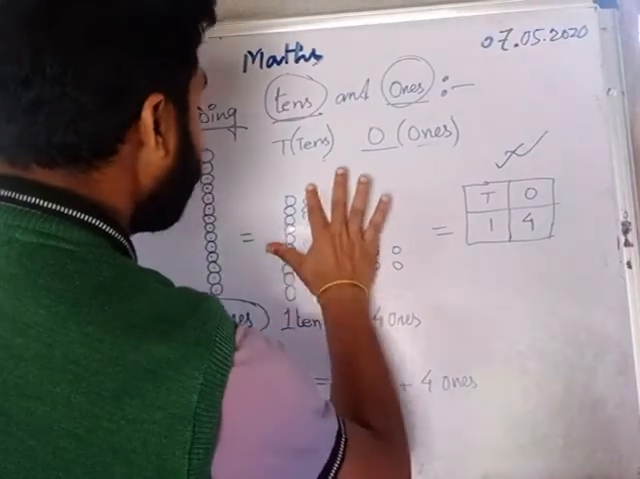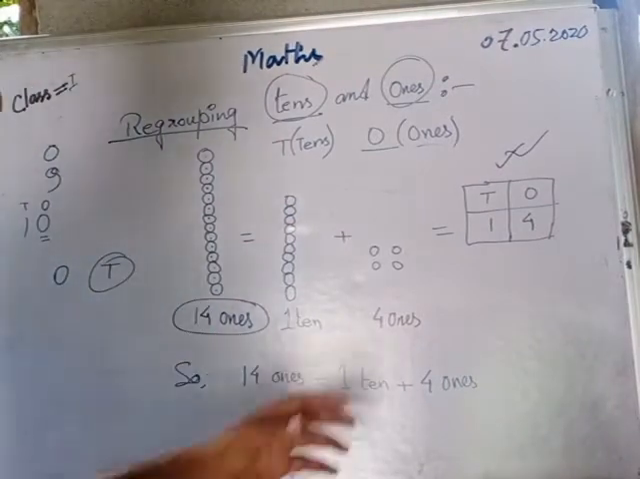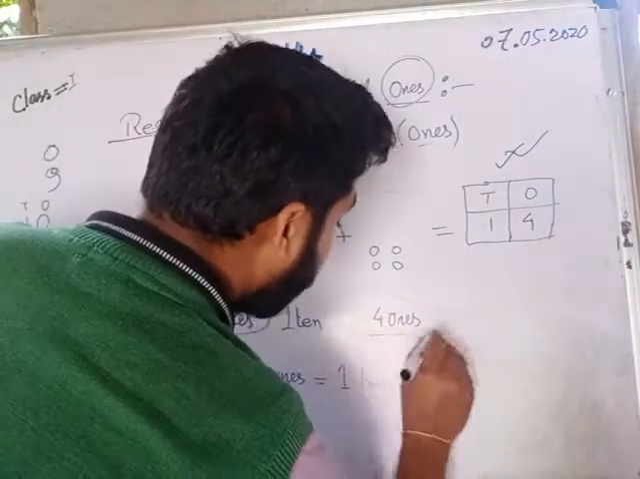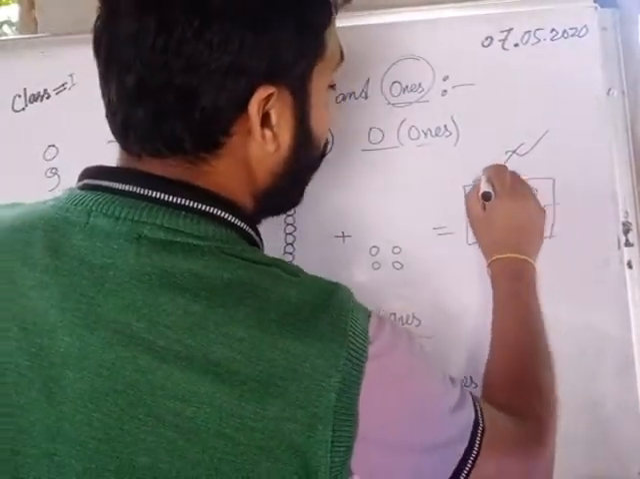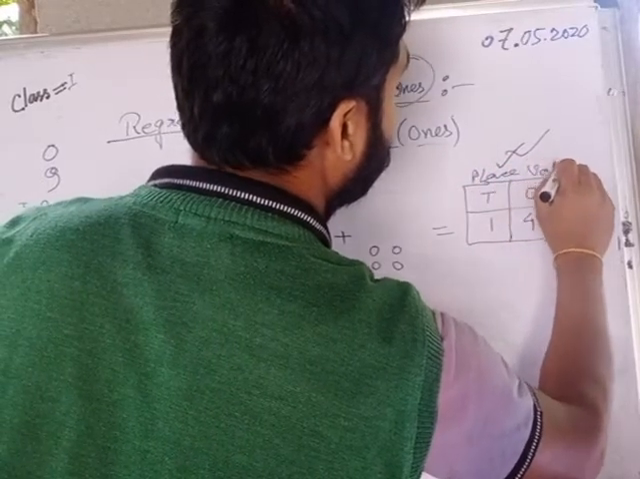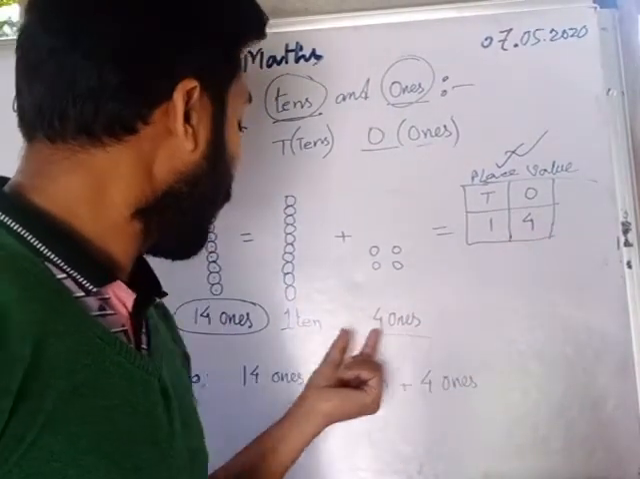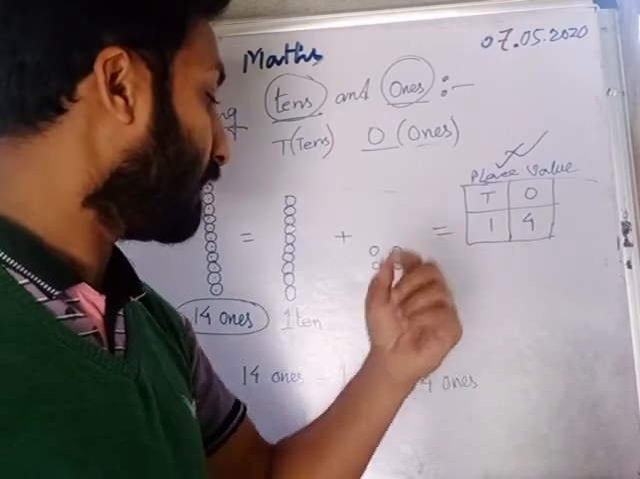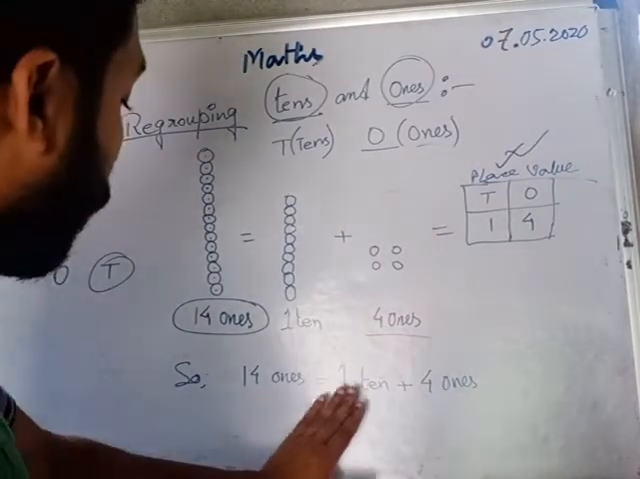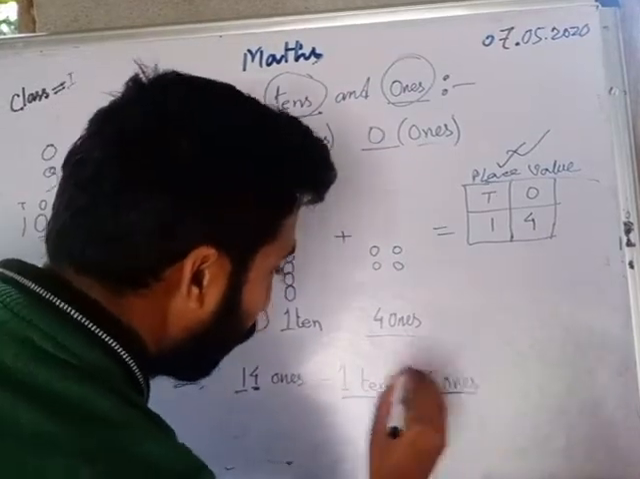Okay. So if it is 1 ten, after that 4 ones left. So 1, 2, 3, 4. 4 ones left. So 4 is at the place of ones. So we should write here in the place value. Four is at the place of ones and 1 is at the place of tens. Okay, if it is 14 ones, that means 1 ten and 4 is at the place of ones.